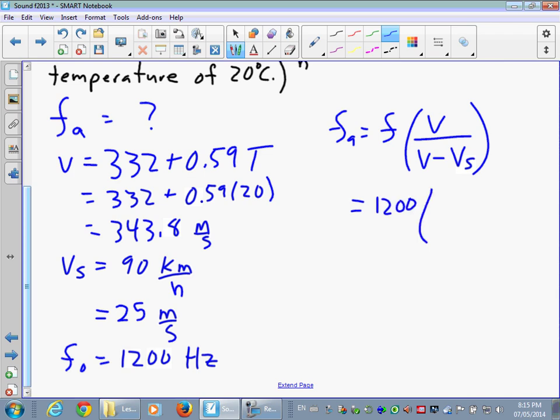1200 times 343.8 divided by 343.8 minus 25. And right here I'm going to stop for a second because I want to point out two things. First of all, if you get v and vs backwards, then you're going to get something really interesting. You're going to get 25 on top, and on the bottom you're going to get negative 300 and something, which means that your entire answer is going to be negative.